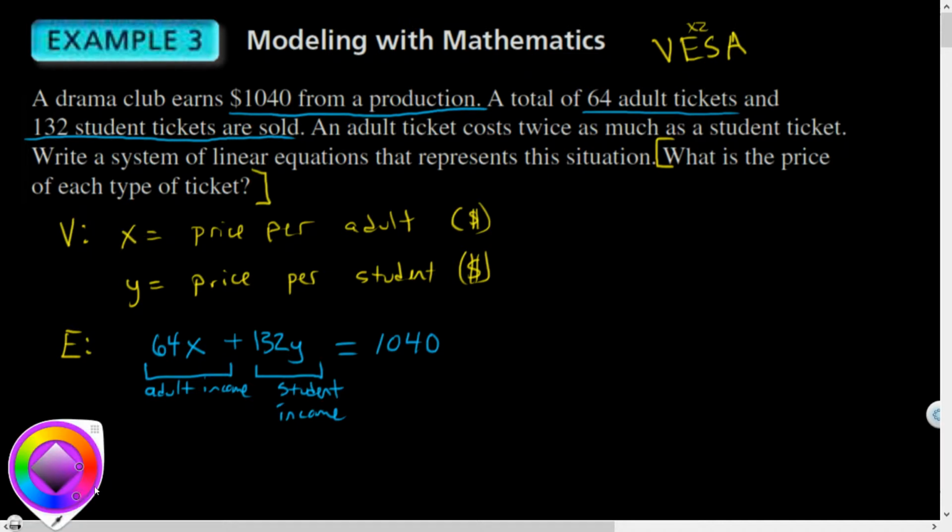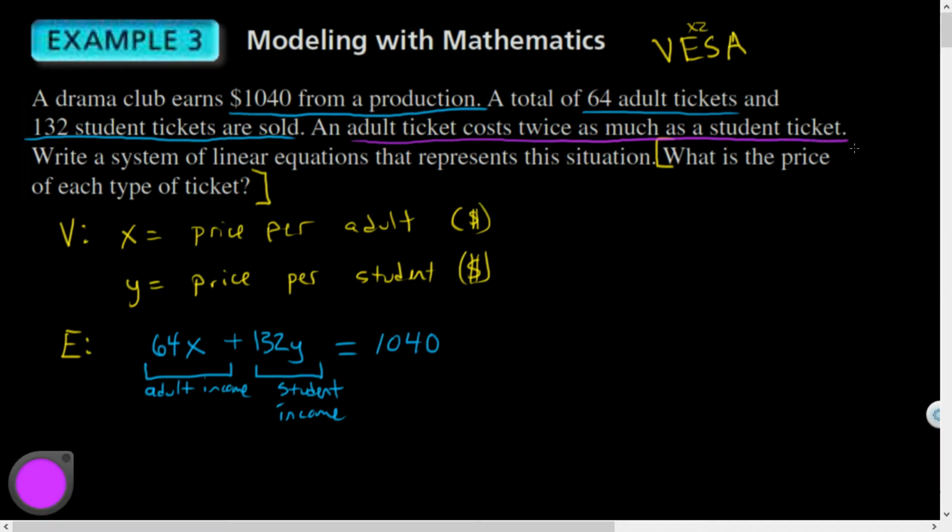Let's write a purple equation here. Here's another fact they told me. Adult tickets cost twice as much as student tickets. All right. Adult ticket cost. What represents the adult ticket cost?